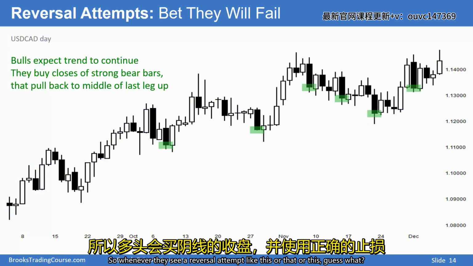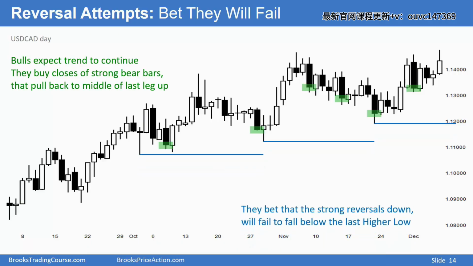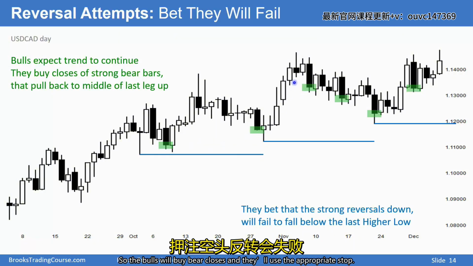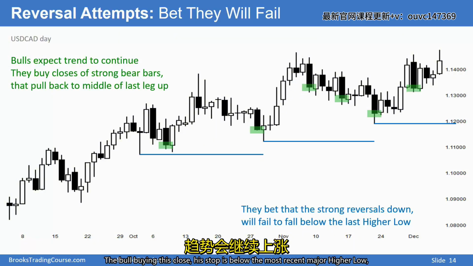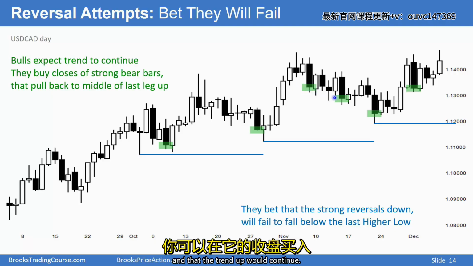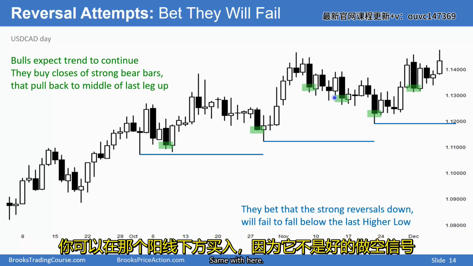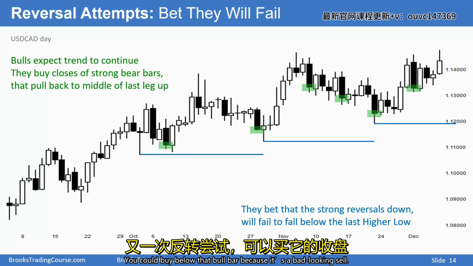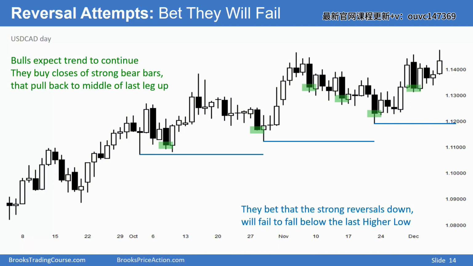So the bulls will buy bear closes and they'll use the appropriate stop. A bull buying this close has his stop below the most recent major higher low, and he bets that the bear reversal would fail and that the trend up would continue. Same with here. You could buy that close. You could buy below that bull bar because it's a bad looking sell. You can buy that bear close. Another attempt to reverse, you buy that close.